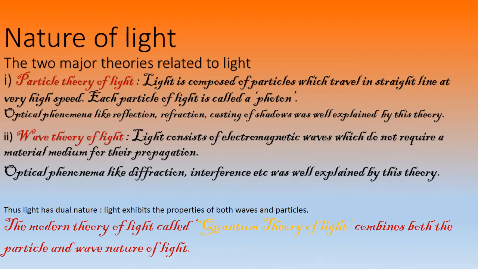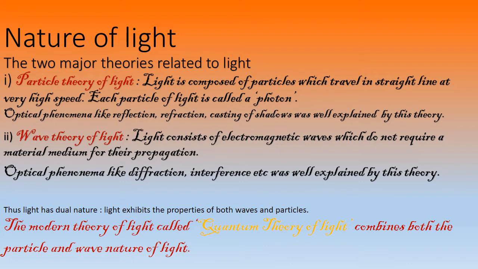And later came the wave theory of light. Scientists like Christian Huygens supported this theory, and according to this theory, light is considered as an electromagnetic wave which does not require a material medium for its propagation. They could well explain diffraction and interference, which you'll study in your higher class, but they couldn't explain reflection or refraction. So there was confusion regarding the true nature of light until there emerged a new theory called the quantum theory of light.